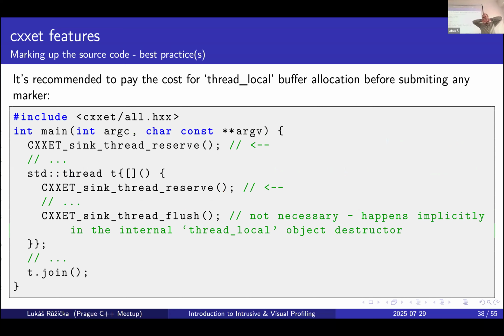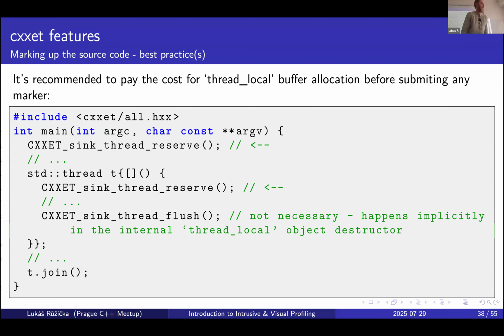And there's one thing, I would say, if you look carefully in the nvtx documentation too, you will see that before calling the first function of the nvtx, you should call an init function. And it's the very same here. It's on the third line. I encourage you to eventually call this sync thread reserve function that will allocate the storage for the thread local buffer that will hold all the submitted markers.